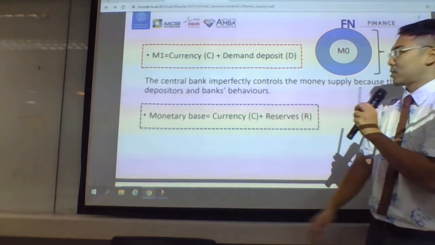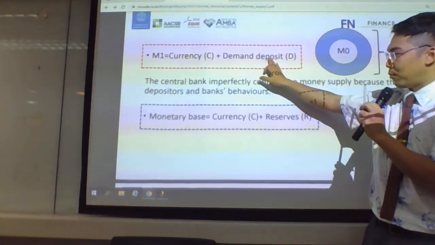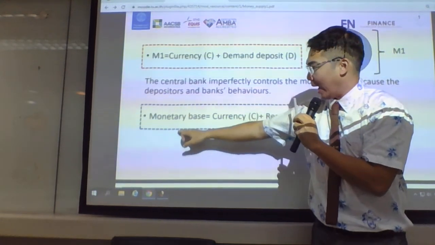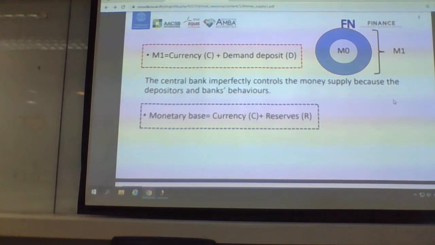Okay. So money supply equals currency plus demand deposit. Monetary base, or high-powered money, equals currency plus reserve. That is all about today's lecture.